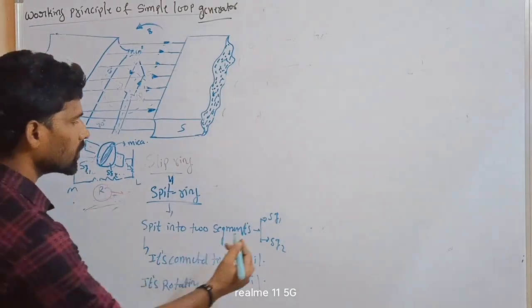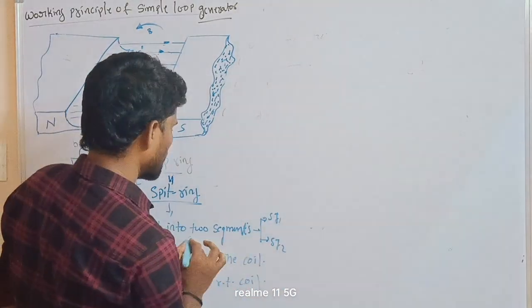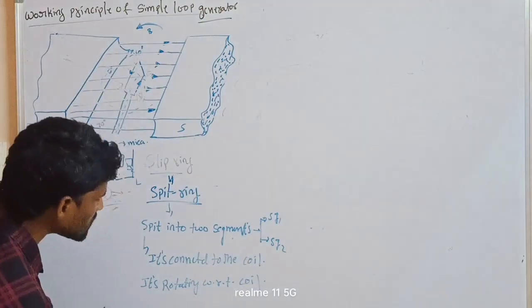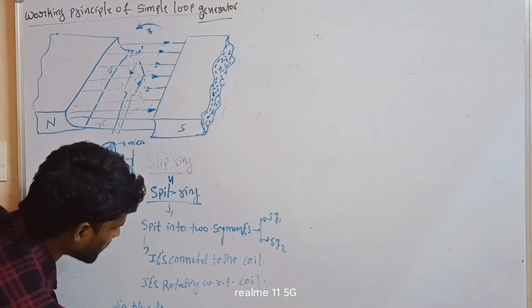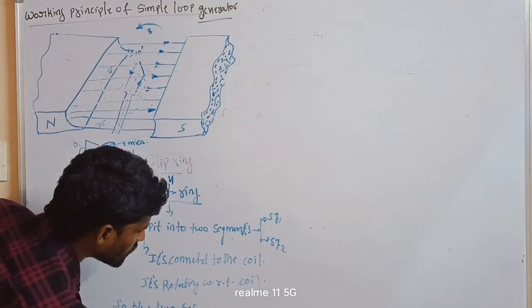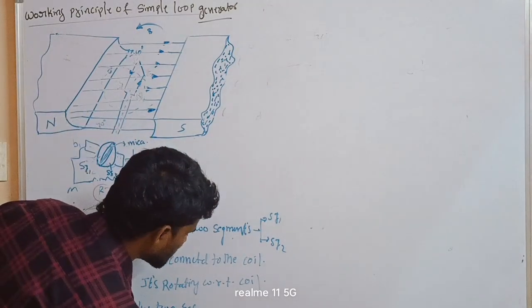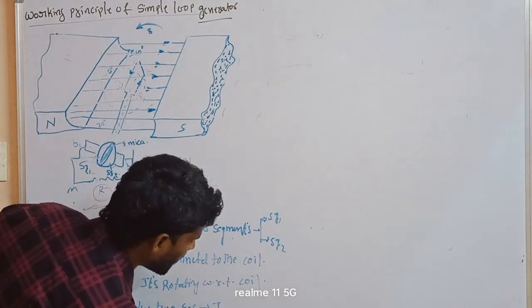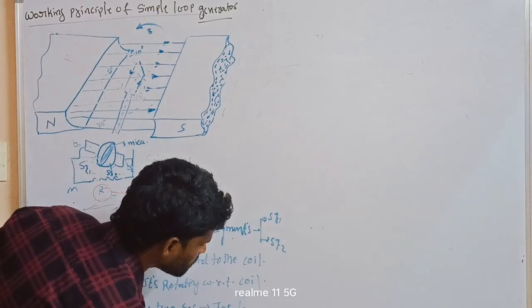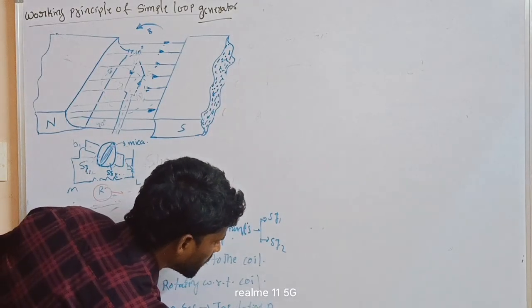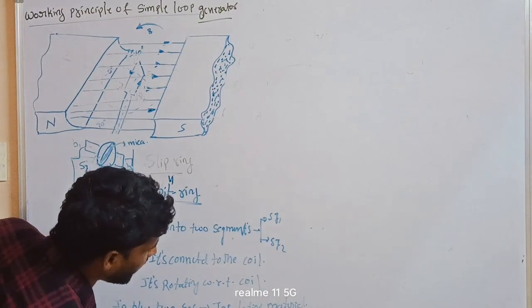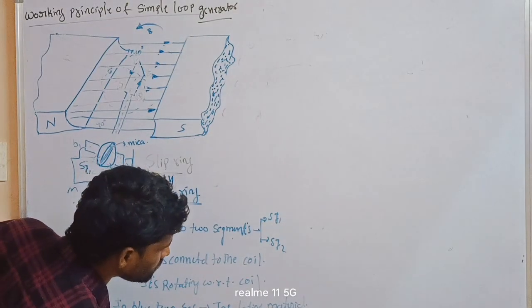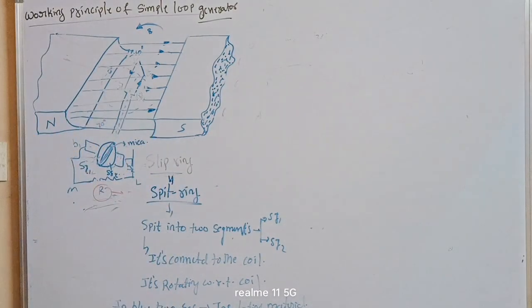So in between the two segments, some insulating material is used. That insulating material, like mica, is taken as the insulating material.